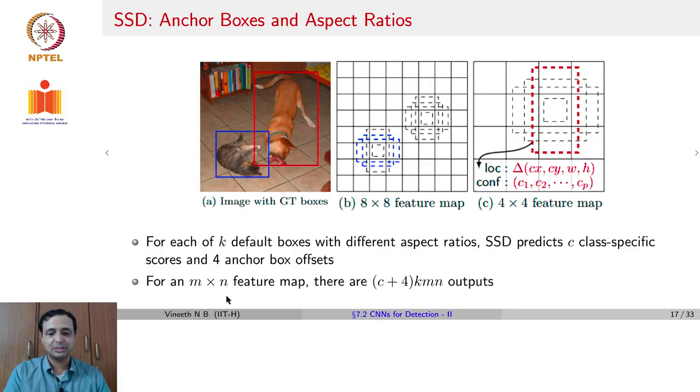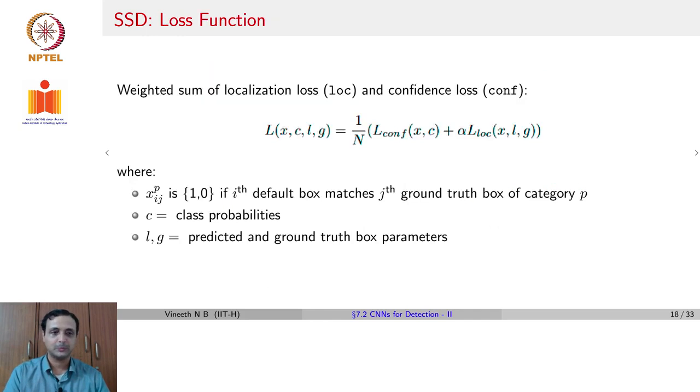So for an m cross n feature map, you would totally have (C plus 4) into K anchor boxes into m n outputs, because you are assuming now that each pixel can be the center of an object, and you have K anchor boxes around each of those pixels, and each anchor box predicts C class probabilities and 4 bounding box offsets. So that's why for each m cross n feature map, you would have these many outputs in the SSD framework. What is the loss function you use here?